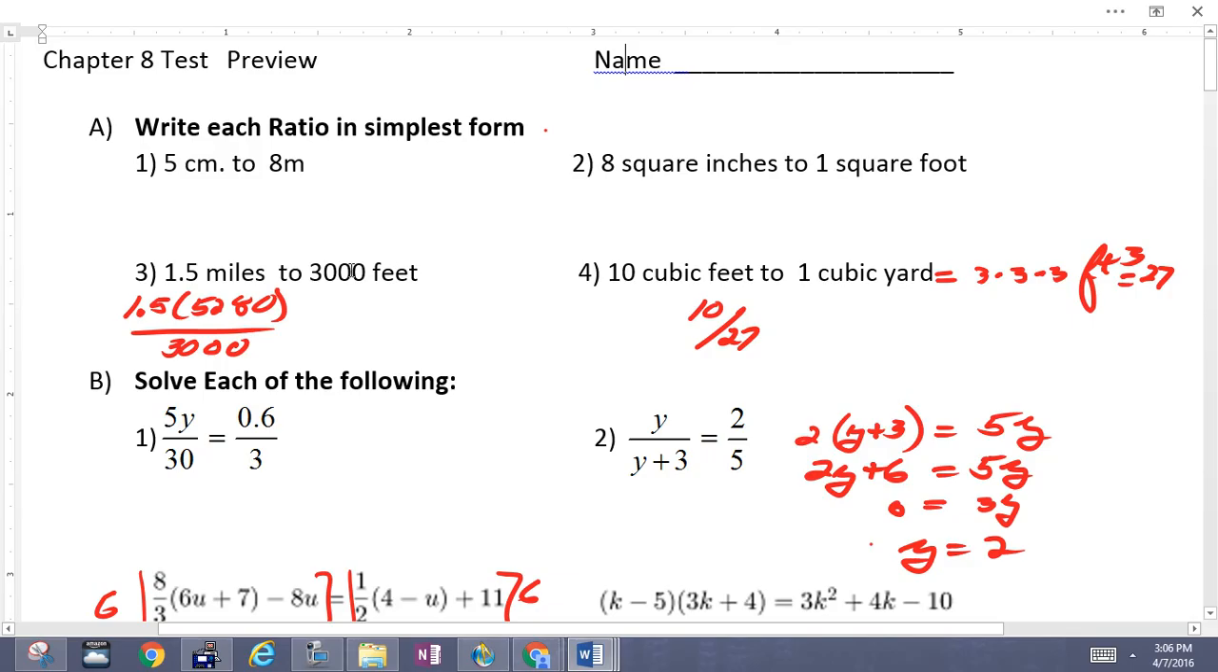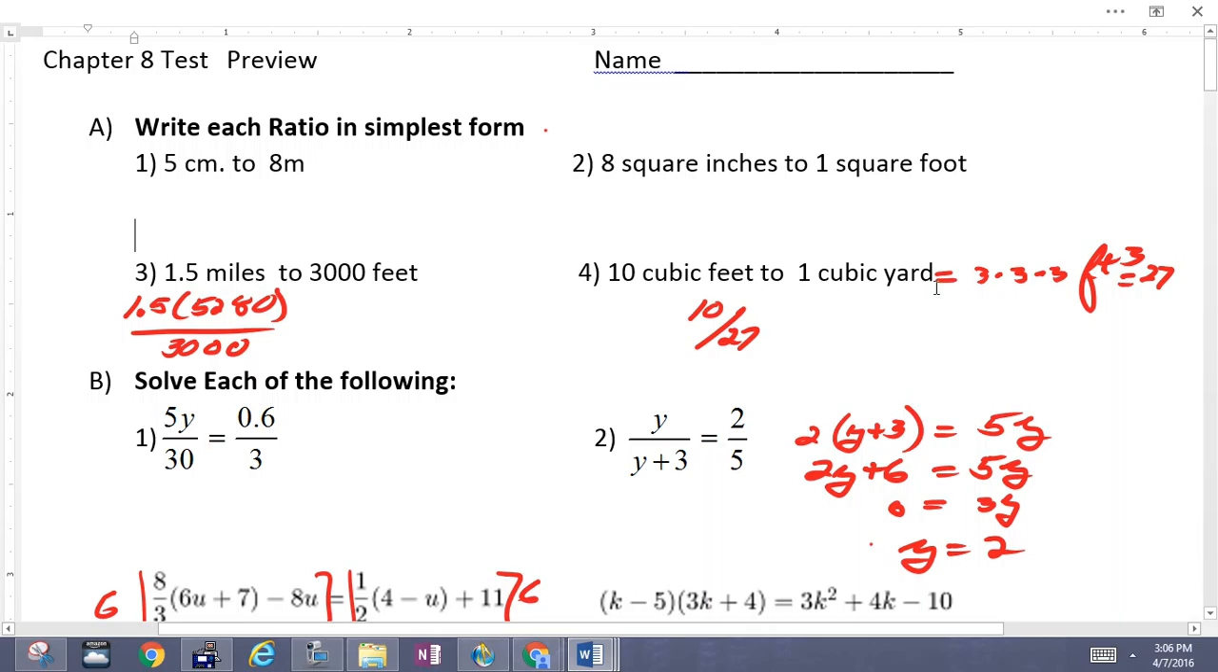You can't compare miles to feet. You've got to convert miles to feet. 5,280 feet to a mile. So you have to multiply that by 1.5, then take the ratio to 3,000. Okay, you need to know this. 5,280 feet to a mile.